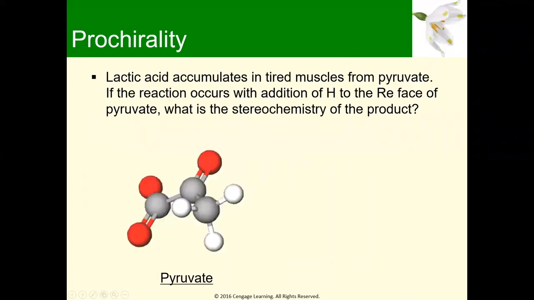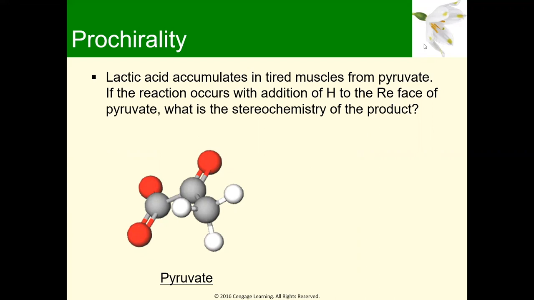Okay, one more example. Something you're perhaps familiar with if you like to work out: lactic acid. That's what causes the pain in your muscles after a workout. Lactic acid accumulates in tired muscles from pyruvate. This is a three-dimensional ball and stick representation of pyruvate. If the reaction occurs with the addition of H to the Re face of pyruvate, what is the stereochemistry of the product? We have to decide which one is the Re face, because this is saying that pyruvate becomes lactic acid by adding a hydrogen to the Re face.